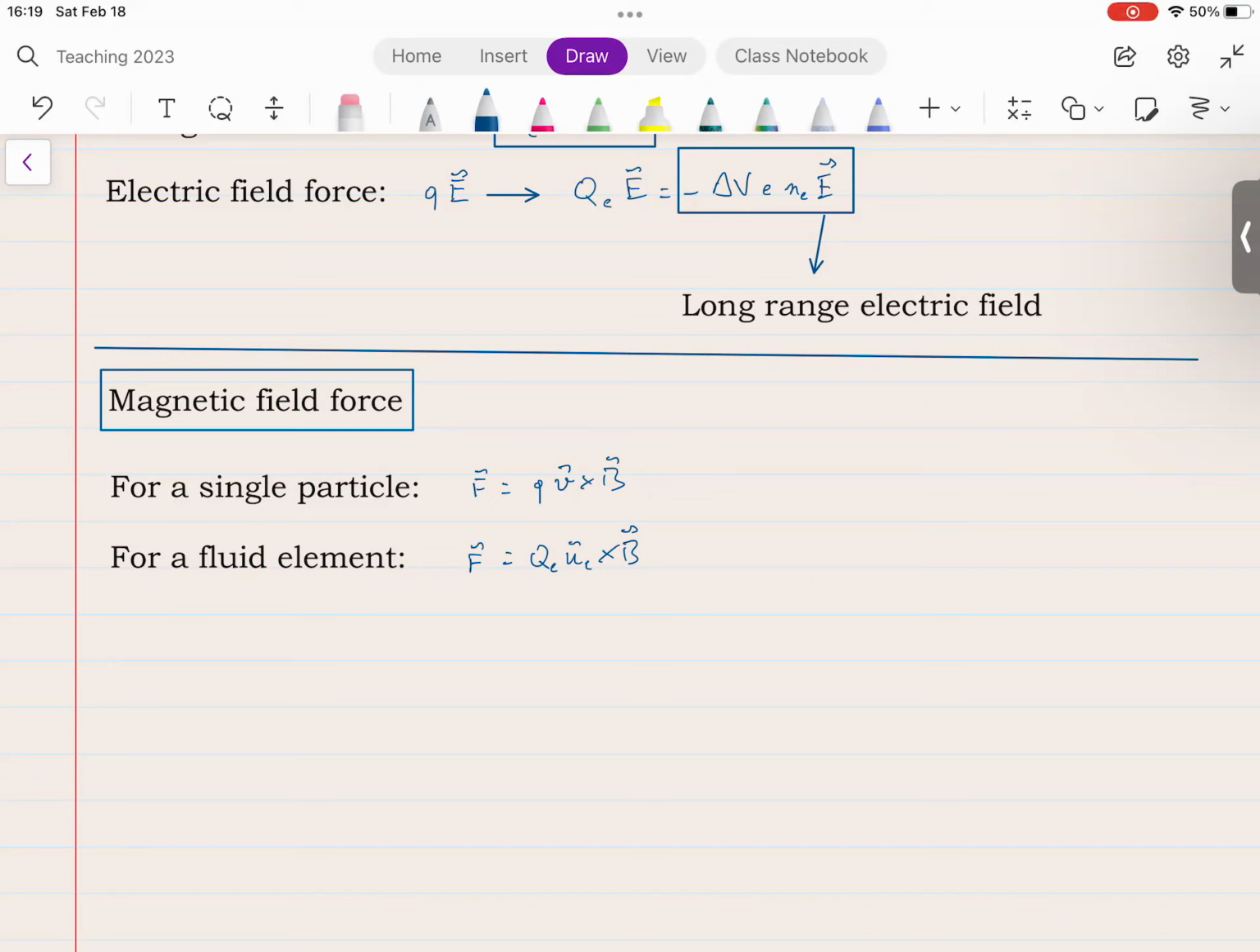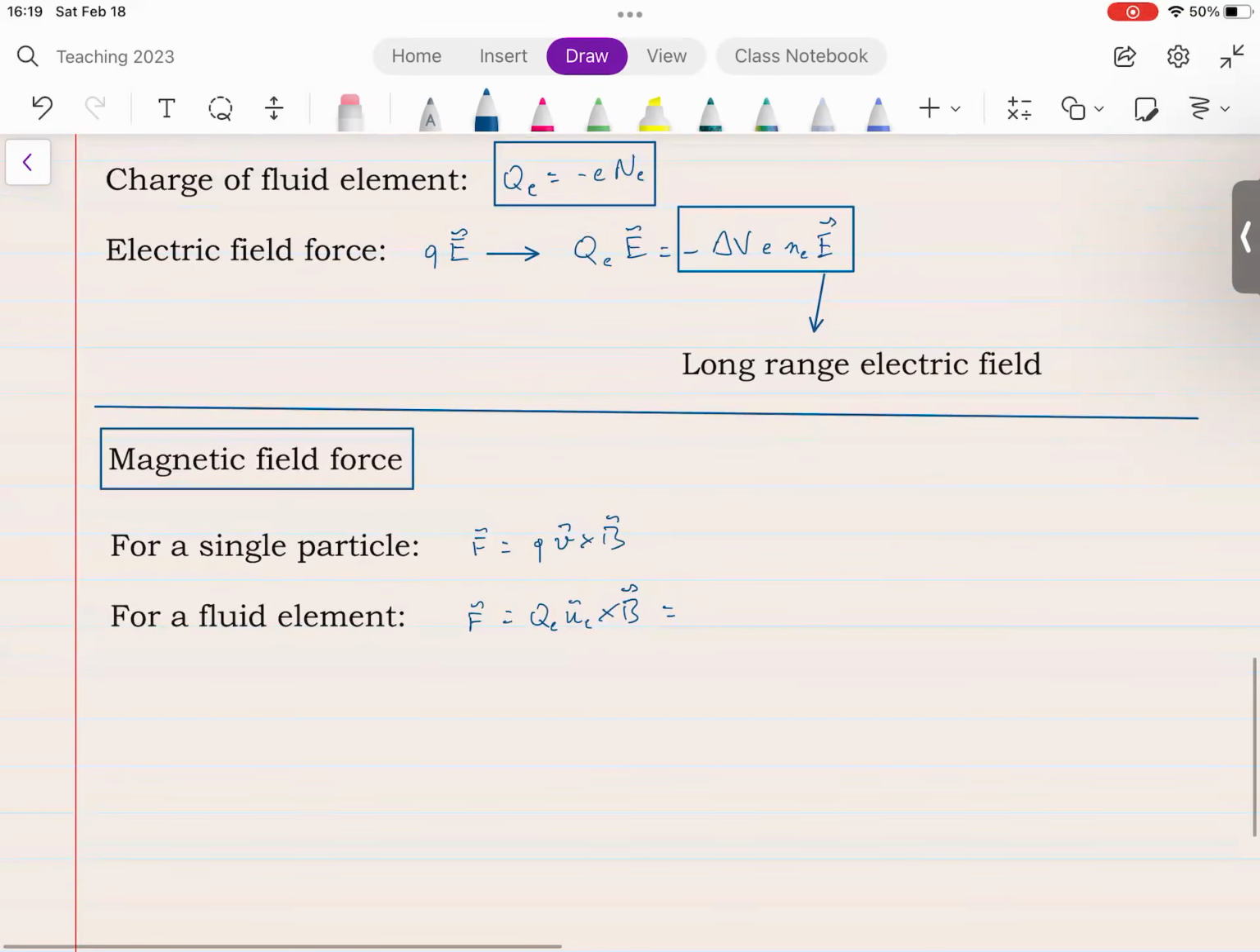Okay, so what we get then is this expression, which again does not have any derivatives, and now I'm using the expression I have there for Q sub E, which I'm going to express again in terms of density and elementary charge. That's going to give me delta V times e times n sub e times u sub e cross B.